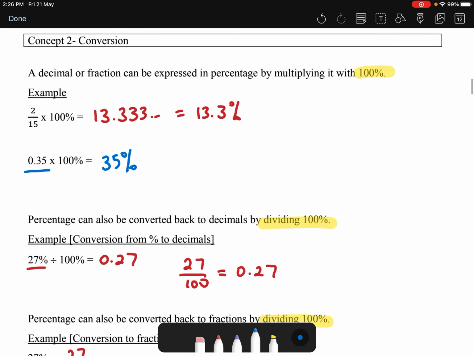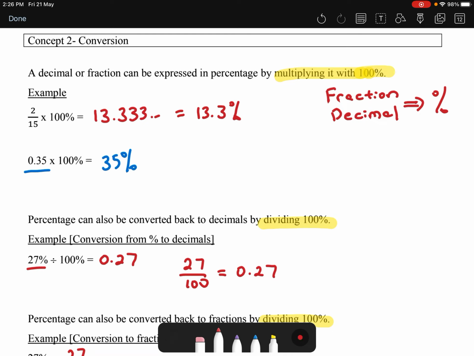Next, concept 2, we learned about conversion. What is convert to percentage? Basically, we want to convert a fraction or decimal to percentage. So how do I convert both of them to percentage? Very simple. You simply multiply by 100%.